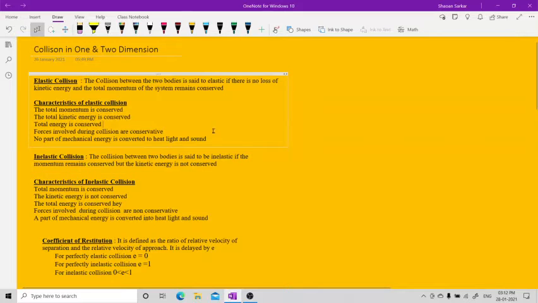This you have already read. No mechanical energy is converted to heat, light, and sound, if you read in smaller classes, class 9th or 10th, like that.